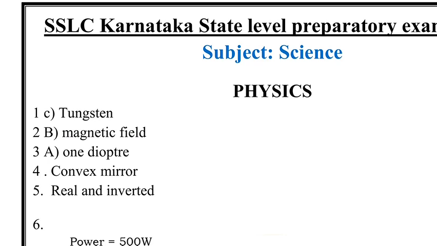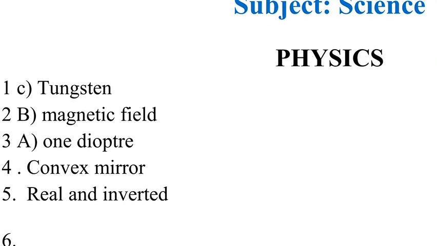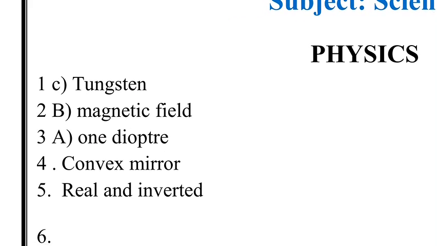Question number 3, the power of a lens with 1 meter focal length is. Option A, 1 diopter, is the answer. Second main, answer the following questions, that is one sentence or one word questions. Question number 4 is, which mirror is used as a rear view mirror in the vehicle? Answer is option 4, convex mirror.